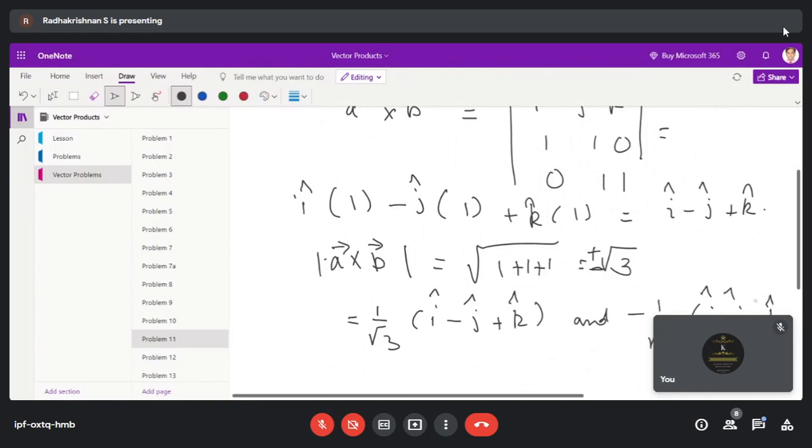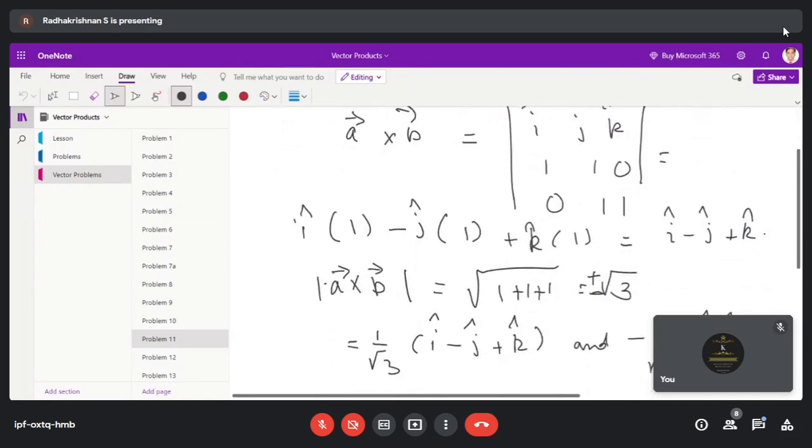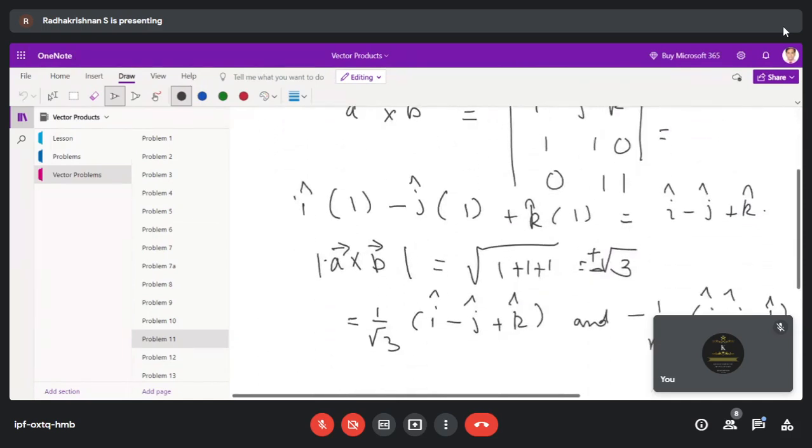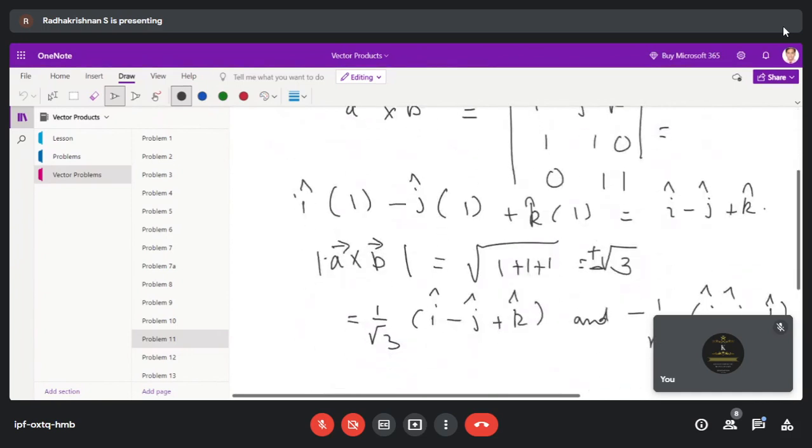Both are perpendicular in two opposite directions. So there are two vectors, okay, a and b. Perpendicular to them means it can be upwards or downwards, right? So those are the two different vectors because of this only. Okay, one can be in the plus direction, other can be in the minus direction. So the answer to this question is 2. There are two vectors of unit length perpendicular to these two vectors, and they are these two.